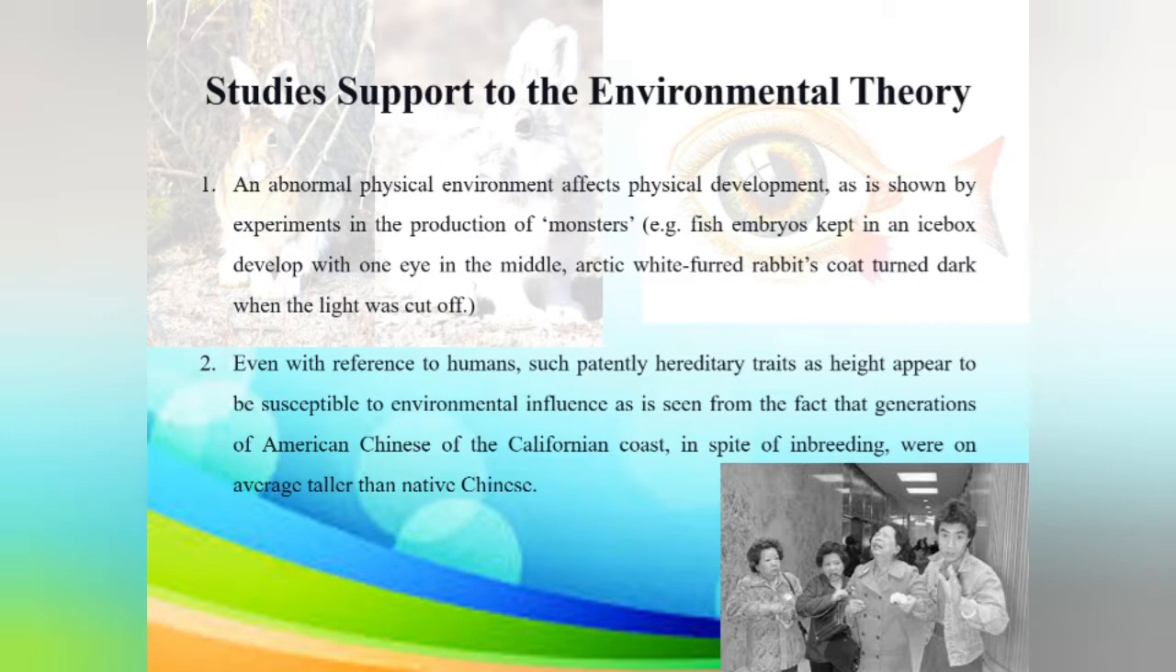An abnormal environment affects physical development, as is shown by experiments in the production of monsters. For example, fish embryos kept in ice baths develop with one eye in the middle. The Arctic white-furred rabbit's coat turns dark when the light is cut off. Even in humans, such a patently hereditary trait as height appears susceptible to environmental influence, as seen from the fact that generations of American Chinese on the Californian coast, in spite of inbreeding, were on average taller than native Chinese.